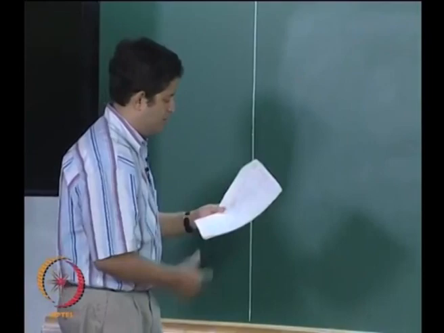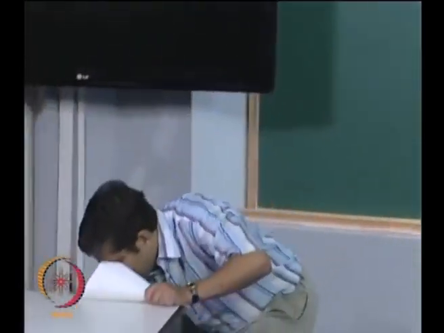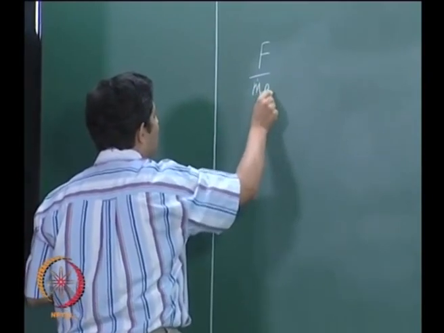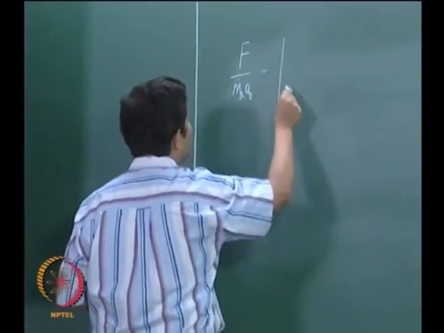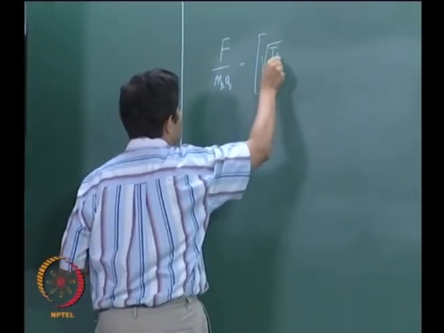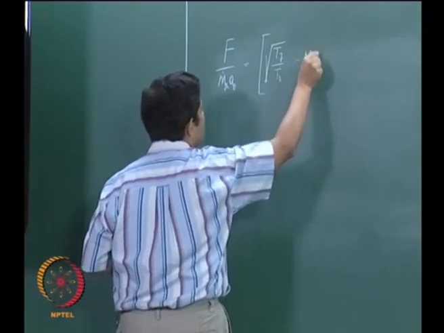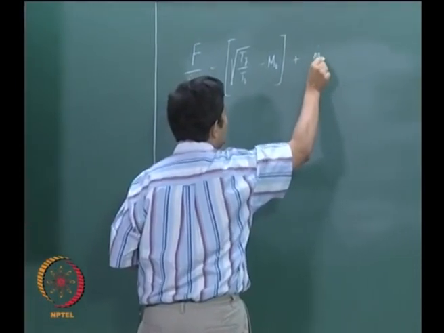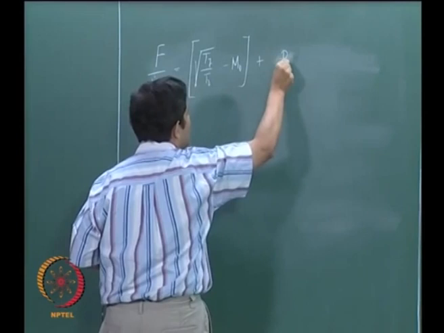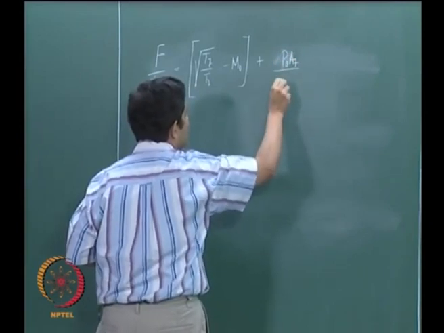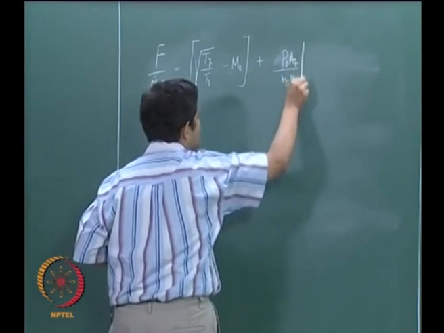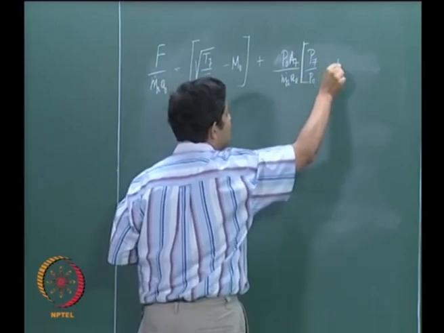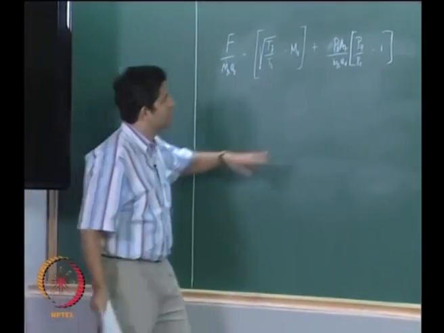If you remember our expression for f by m dot a naught, what we had got was under root T7 by T naught minus M naught. This part was taken care of, and P naught A7 by m dot a naught into what was the P7 by P naught minus 1. So we have got expression for this as well as this.